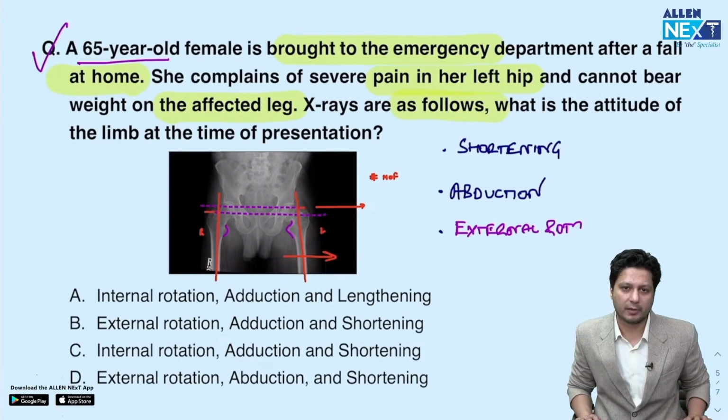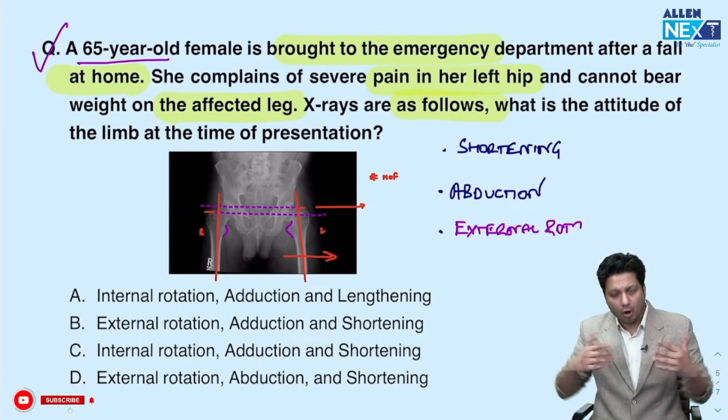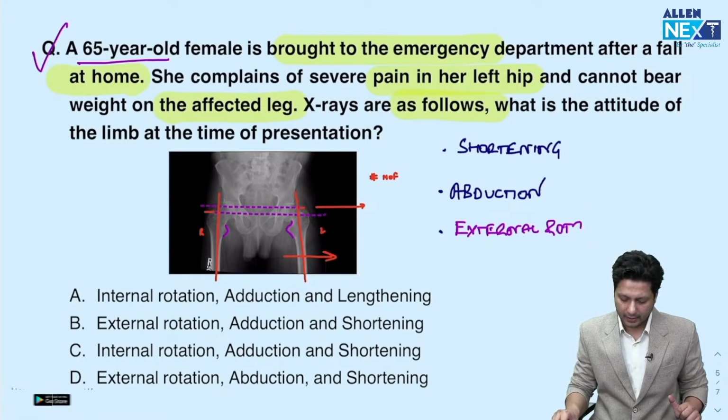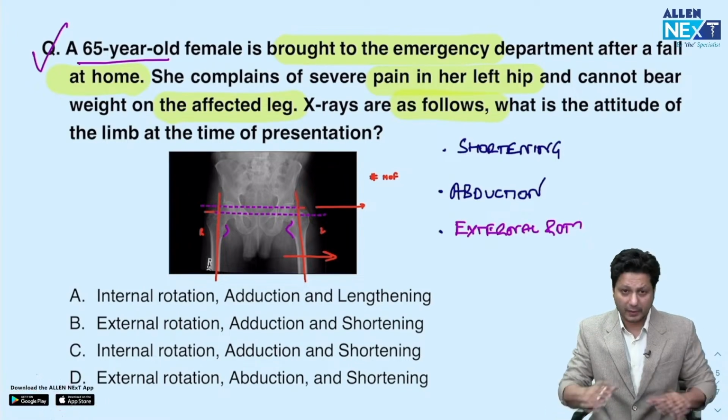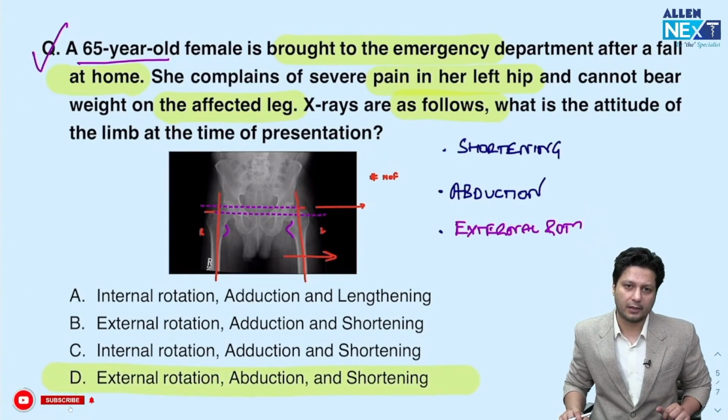Some of the fracture neck of femur might come with the internally rotated limb. But the majority of them come with an externally rotated and abducted limb. Alright. So what is the best possible answer out of this particular question? It is external rotation, abduction and shortening of the limb.